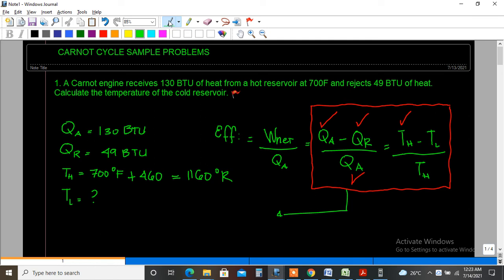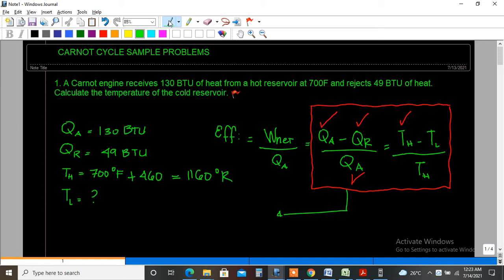Okay, class. So, we have here a sample problem for the Carnot cycle. Remember that the Carnot cycle is the most efficient thermodynamic cycle. So, we have here the first problem. A Carnot engine receives 130 BTU, which is British thermal unit, of heat from a hot reservoir at 700 degrees Fahrenheit and rejects 49 BTU of heat. Calculate the temperature of the cold reservoir.